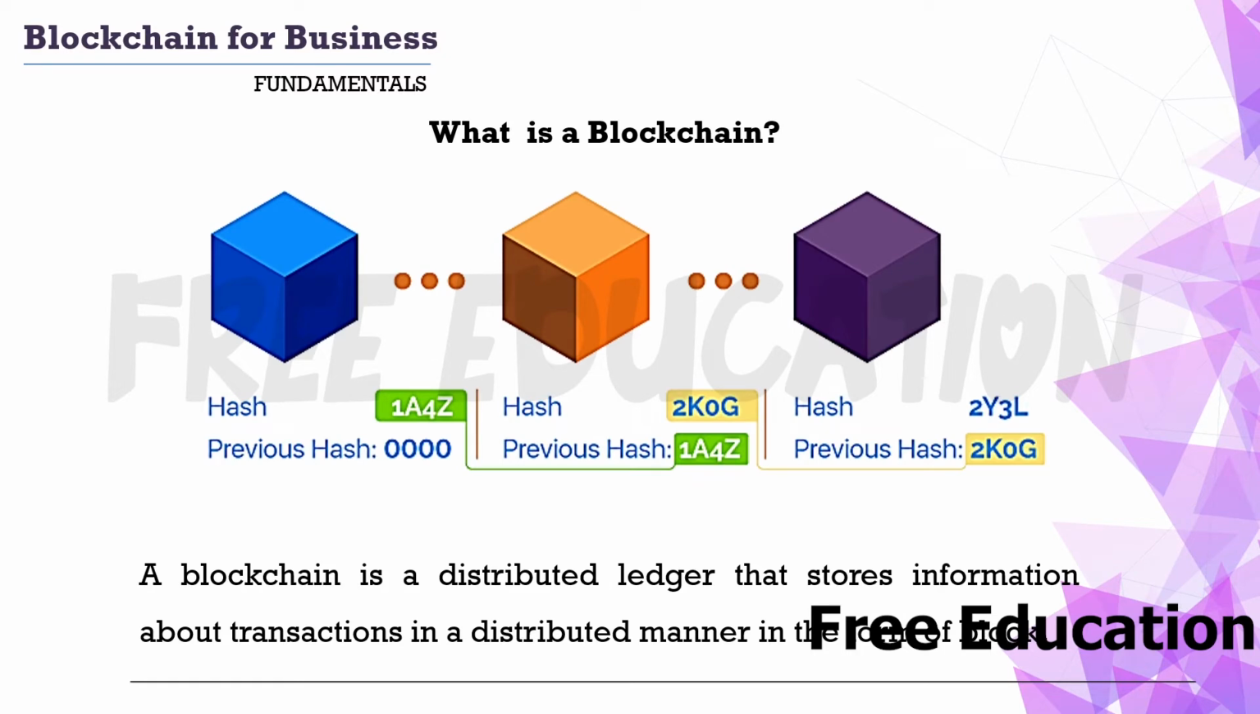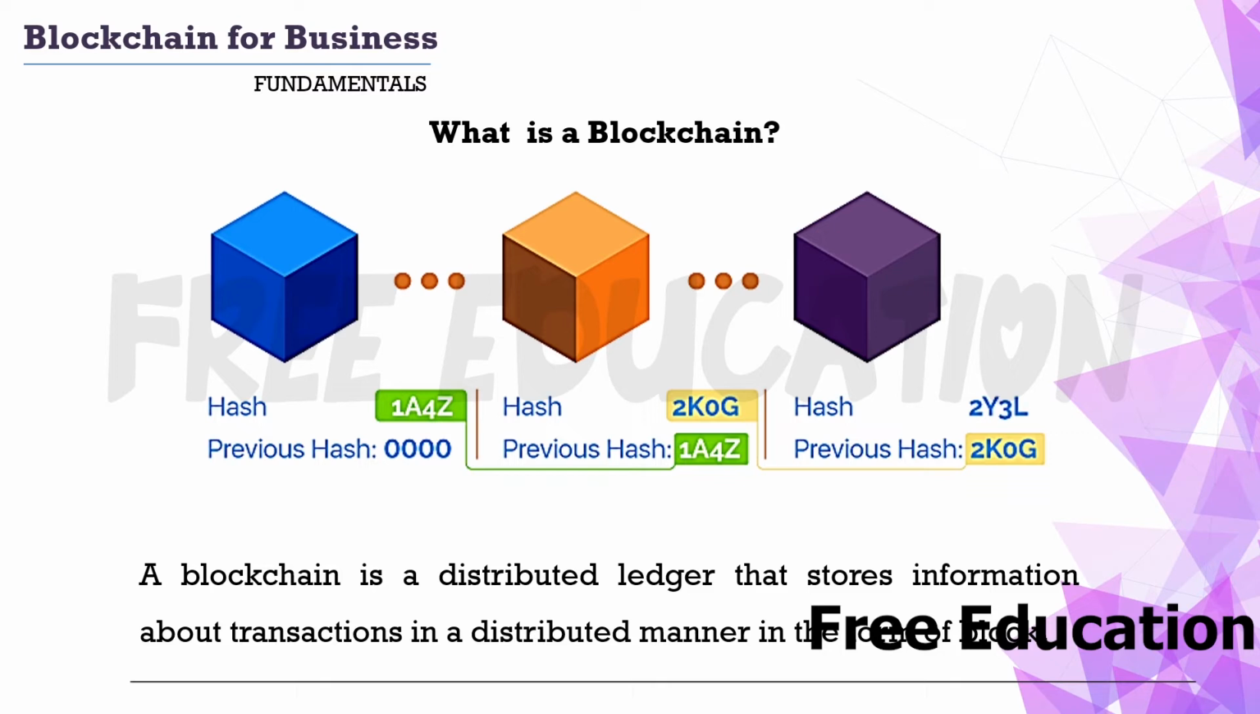Now we just understood what a block is. A block contains data and a hash, and the hash is generated by taking all the data and putting it inside a hash function. In this case, we are using a SHA-256 hash function, and we get a hexadecimal hash. And this is what a block is.